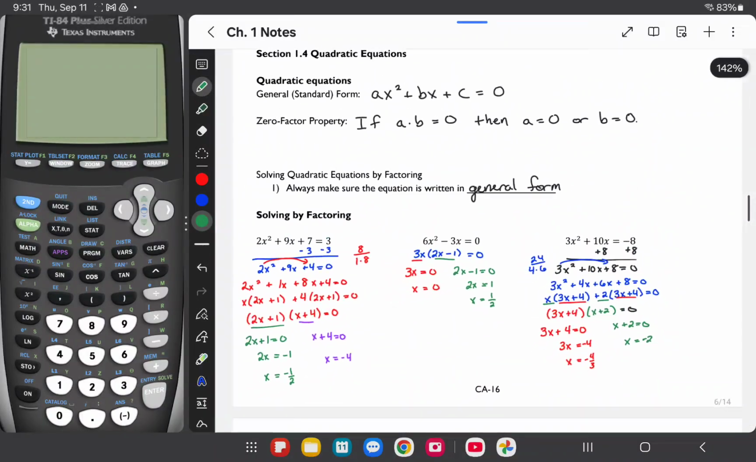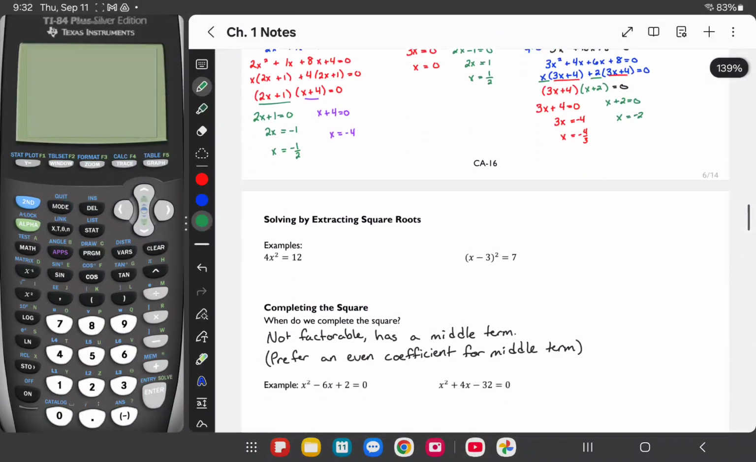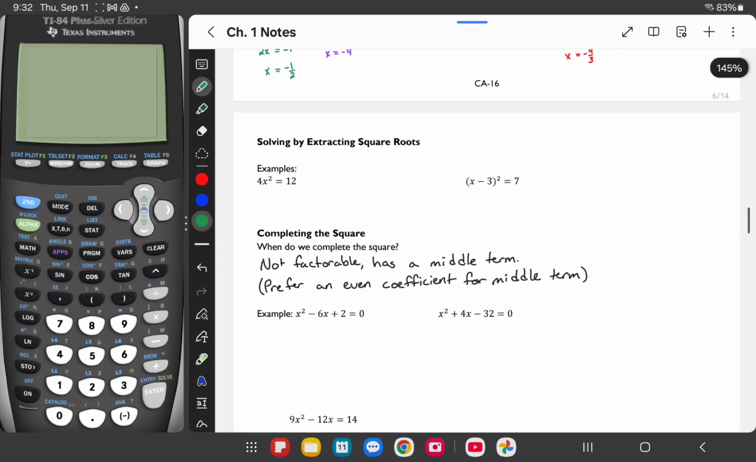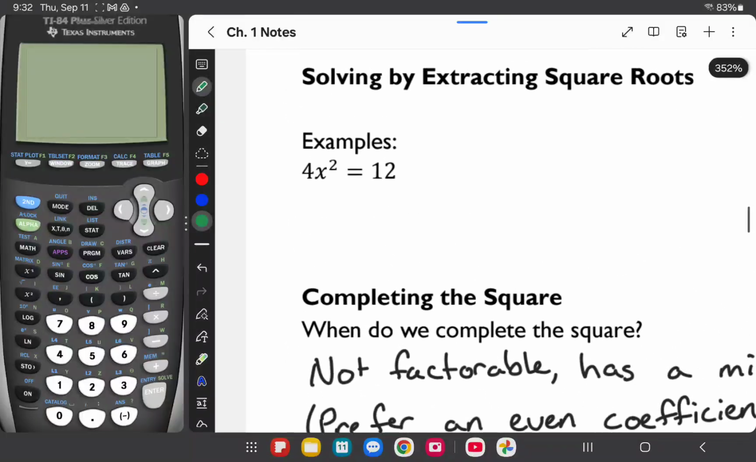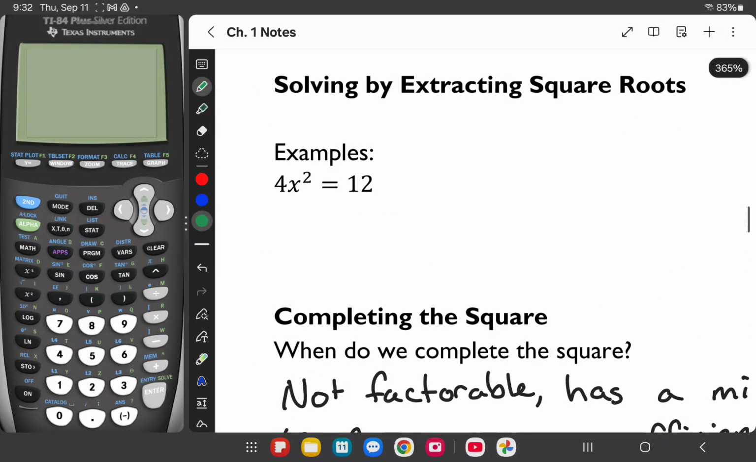Next, let's go ahead and take a look at our second method for solving quadratic equations, which is what's known as square roots. So square roots is going to be the method that we will use anytime we do not have a middle term. And this is one of the two methods where you do not need to have your equation in its general form first.